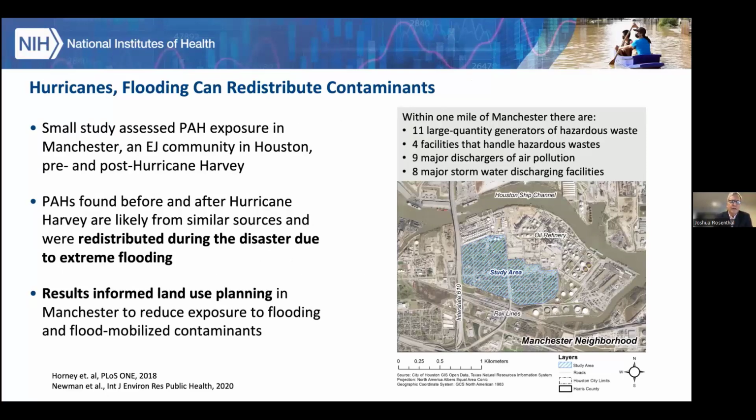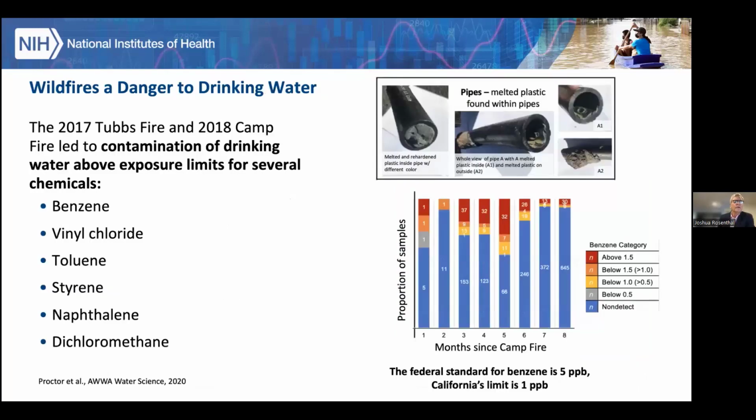Another indirect effect is in the way that hurricanes affect infrastructure, and in many ways. We know that after the hurricane near Manchester, hazardous waste was distributed far and wide, and these are likely to be the case in many disasters.